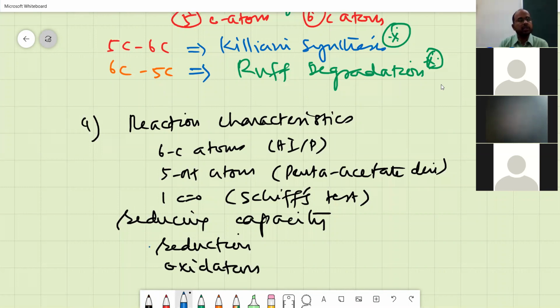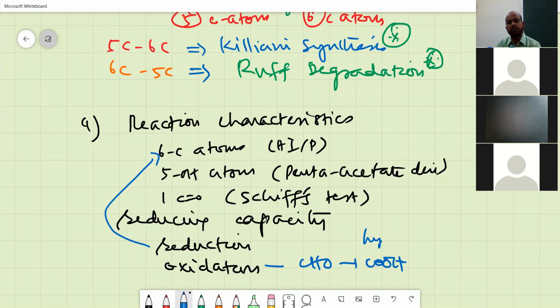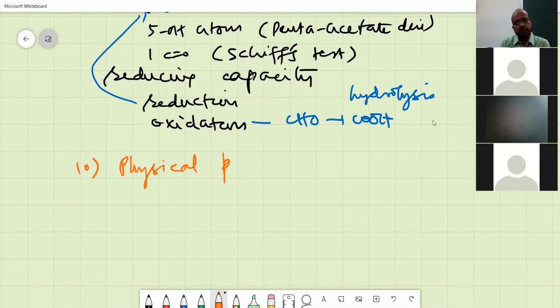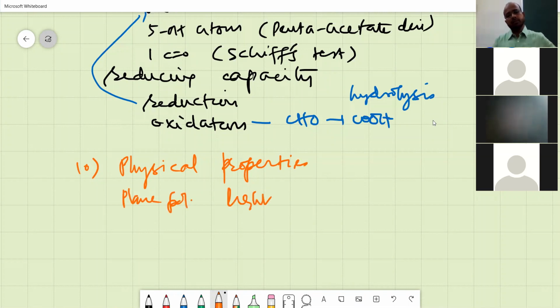In the reduction, we have just seen this. In the oxidation part, we often get CHO getting converted into COOH, carboxylic acid, and we have seen hydrolysis also in this type of reactions. Okay, hydrolysis. In the 10th part, we have seen the physical properties. The most important physical property is plane polarized light rotatability.